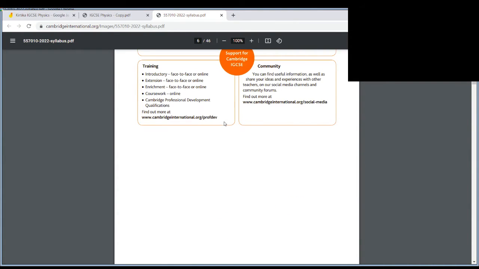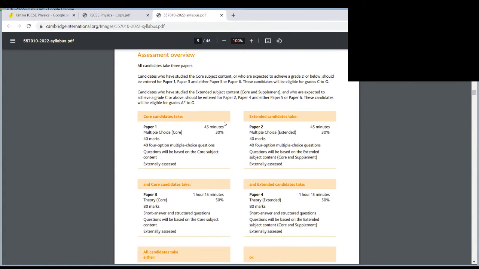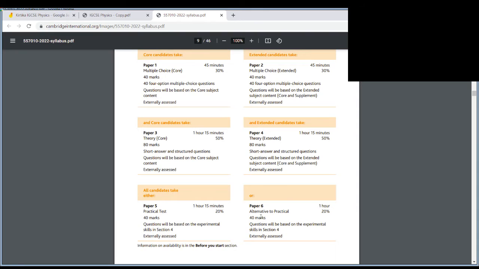Paper 6 is alternative to practical. Paper 6 is preferably done once we have covered everything. Then towards the end, for a week or so, I'll have you practice just this paper 6. We'll go through a lot of questions.